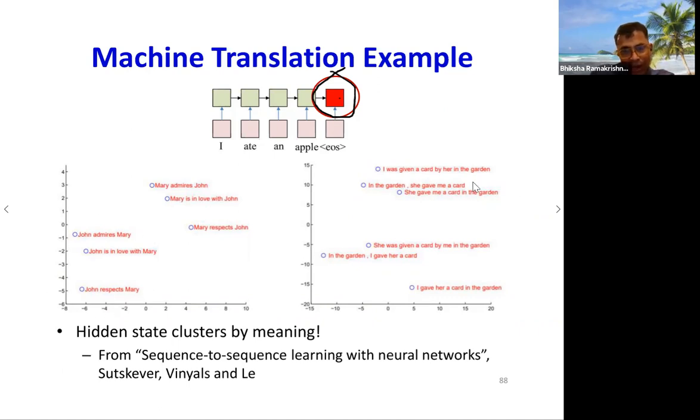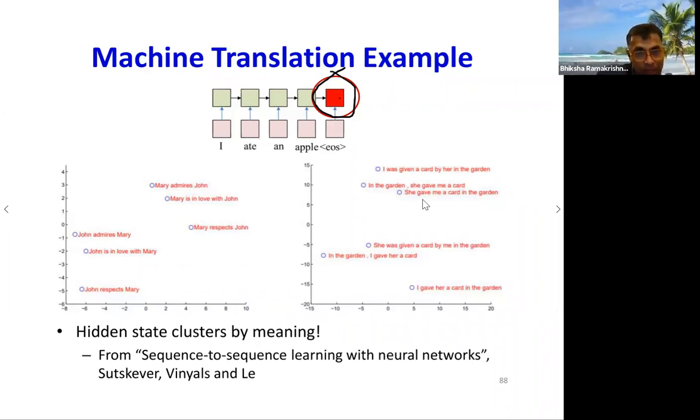Or, I was given a card by her in the garden. In the garden, she gave me a card. She gave me a card in the garden. They all mean the same thing, and their representations end up clustering. She was given a card by me in the garden. In the garden, I gave her a card. I gave her a card in the garden. These three mean the same thing again. Their representations cluster. So the hidden representation is actually learning something about the syntax and the semantics of the input.